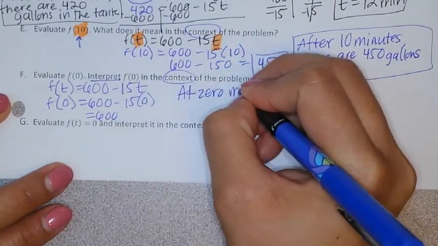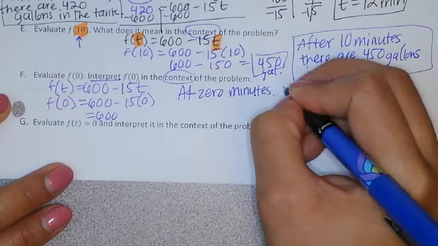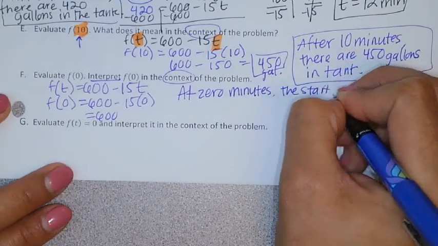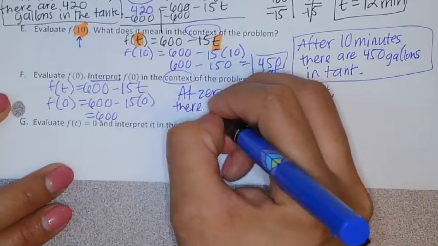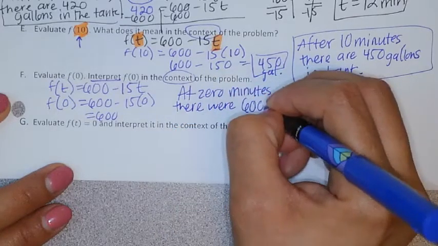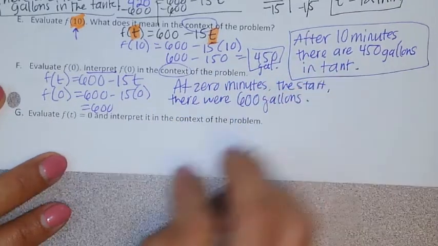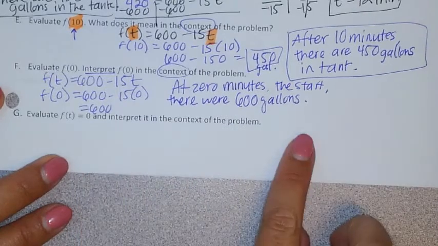At 0 minutes, the start, there were 600 gallons. This is actually my y-intercept.